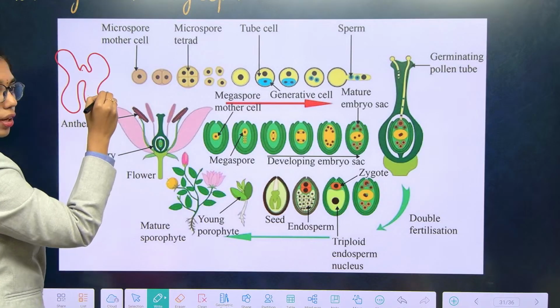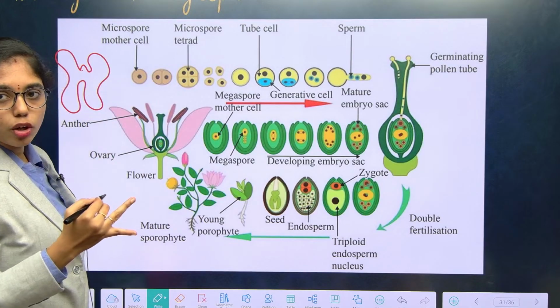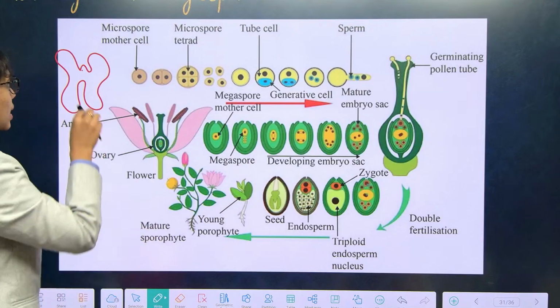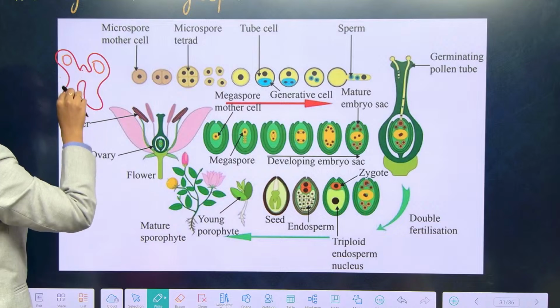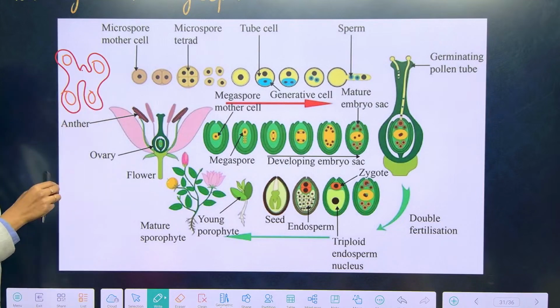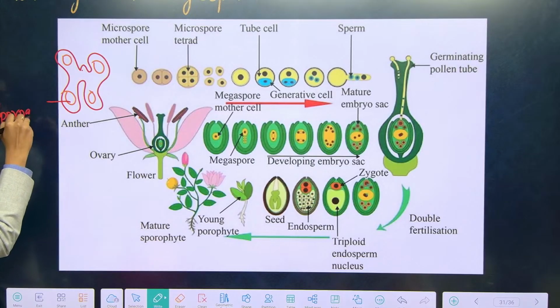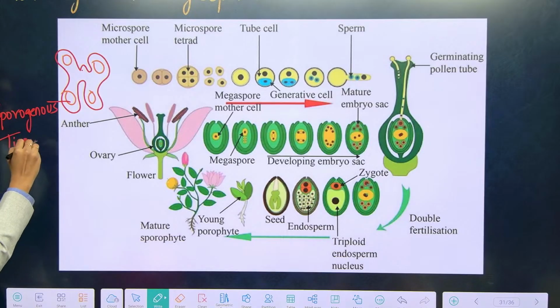Okay. What are the 4 layers? Epidermis, endothelium, middle layers and tapetum. Tapetum is the innermost layer. Inside the tapetum you will have 4 sporogenous tissues. Ploidy of sporogenous tissue is diploid.